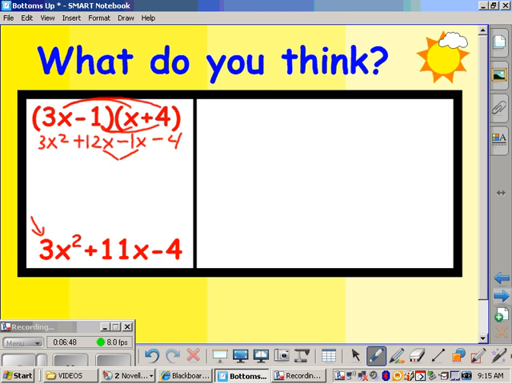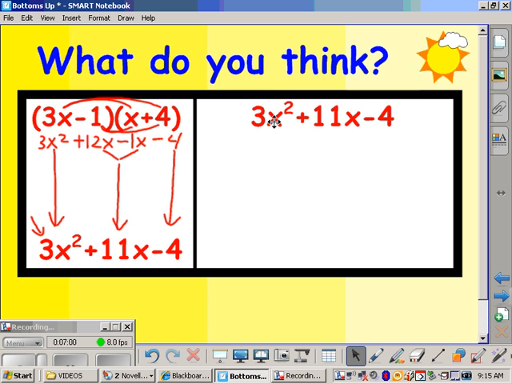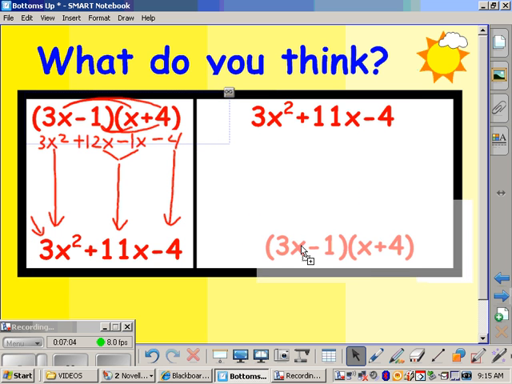And if you combine the like terms in the middle, you will get 3x squared plus 11x, and then the constant of negative 4. So once again, we want to see how can we go backwards. If we start with the trinomial, how can we get 3x minus 1 and x plus 4 using factoring?